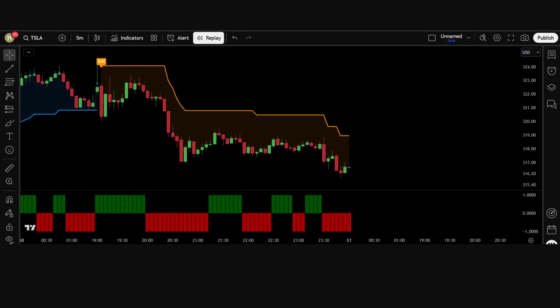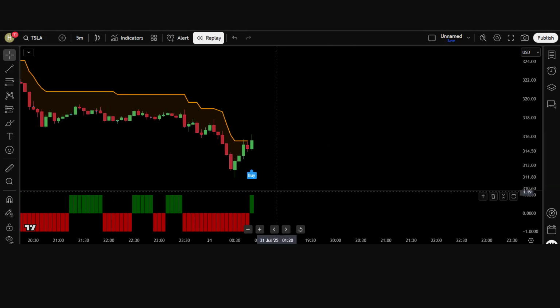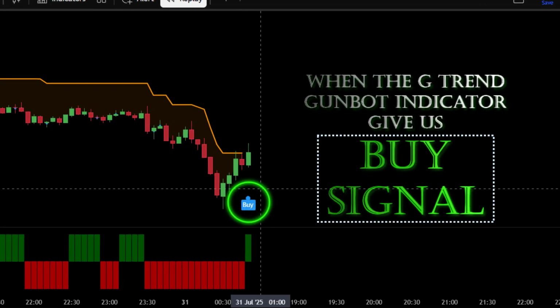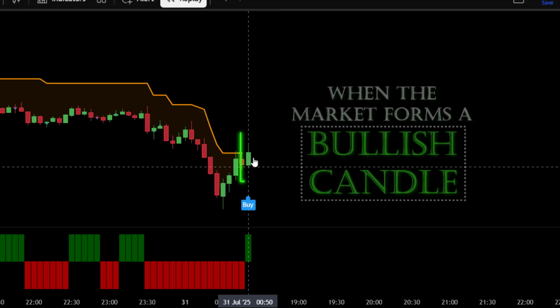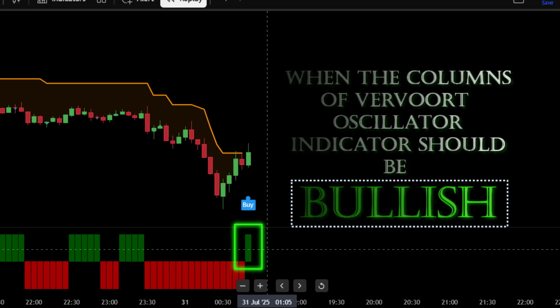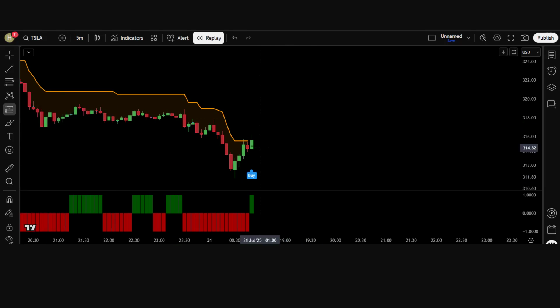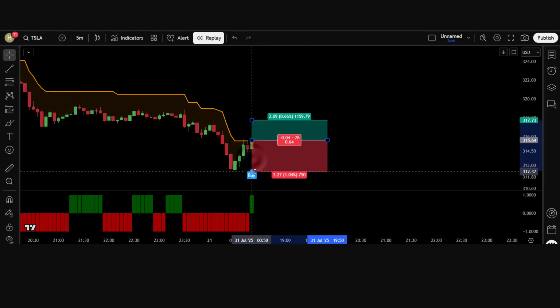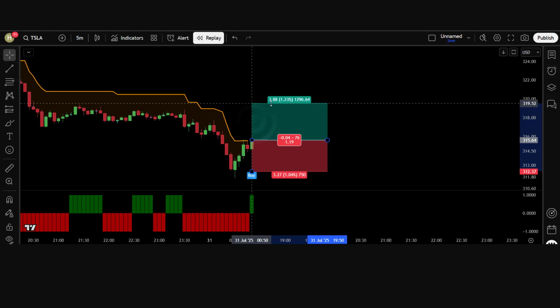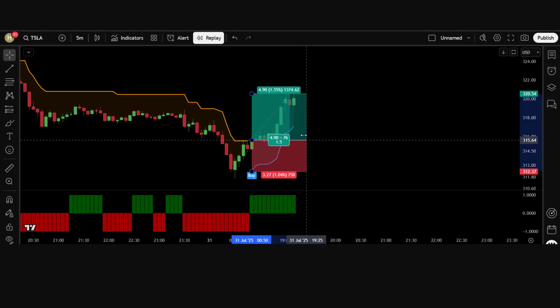Now, let's understand the concept where we will take buy and sell trades based on their conditions. When the G-Trend Gunbot indicator give us buy signal. When the market has formed a bullish candle. When the columns of Vervoord oscillator indicator should be bullish. If this condition is fulfilled, then we will place buy order. Place your stop loss at the long stop start of G-Trend. With a 1:1.5 risk-reward ratio. The market has completely hit the target.